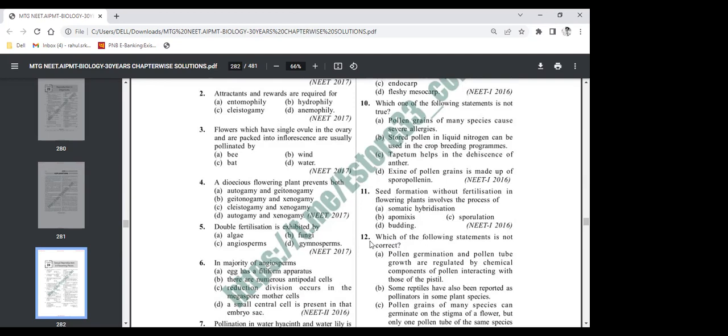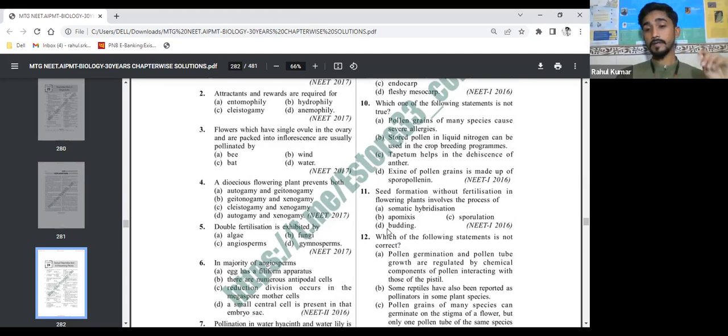Seed formation without fertilization in flowering plants involves the process of somatic hybridization, apomixis, budding, sporulation. So what do you think is the answer? Let me just tell you the basic concept behind it. See, budding and sporulation, they are asexual modes, right? But the question is asking about seed formation without fertilization.